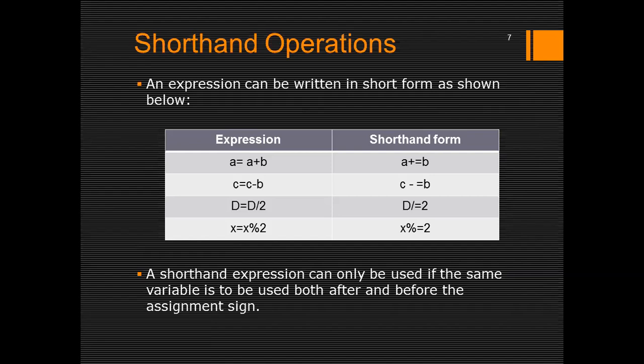Here, a shorthand expression can only be used if the same variable is to be used both after and before the assignment sign. For example, when I say a is equal to a plus b, a is used both before and after the equal to sign, and so I can write a plus equal to b. A shorthand operation can only be applied if there are the same variables before and after the equal to sign.